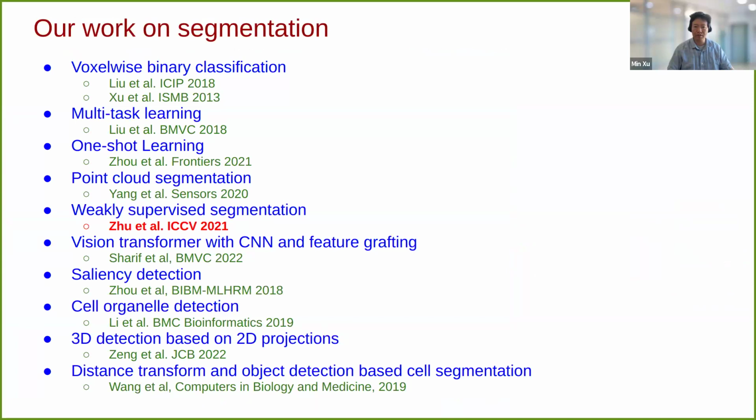We have developed different types of segmentation methods for cryo-ET and other biomedical images and published papers in prestigious venues such as CVPR and ISMB. These methods include voxel-wise binary classification, multitask learning, one-shot learning, point cloud segmentation, weakly supervised segmentation, vision transformer with CNN and feature grafting, cell and organism detection, 3D detection based on 2D projections, distance transform, and object detection based on cell segmentation.